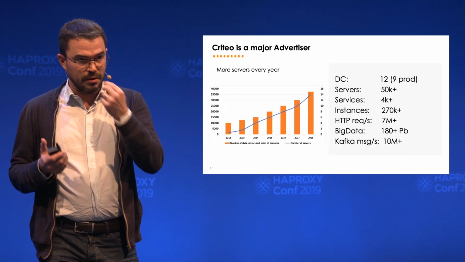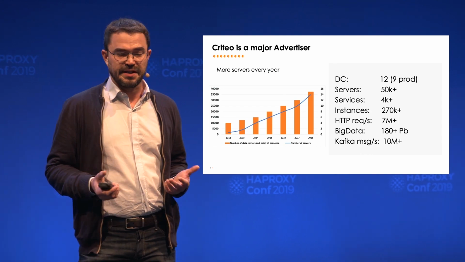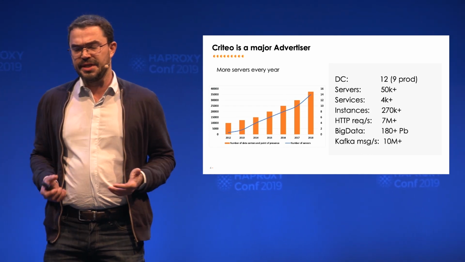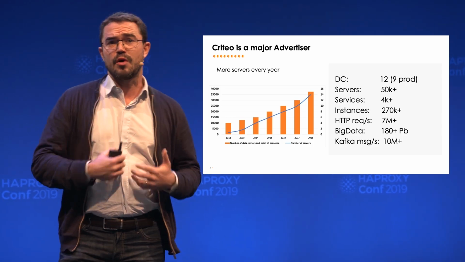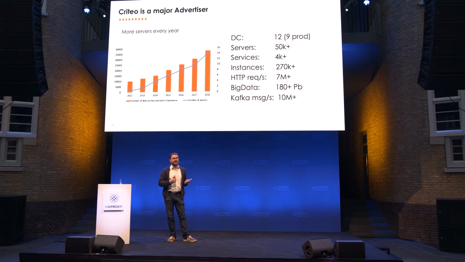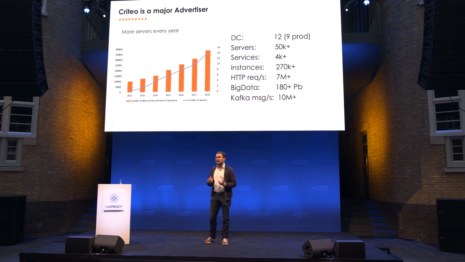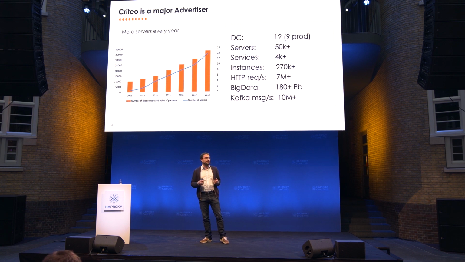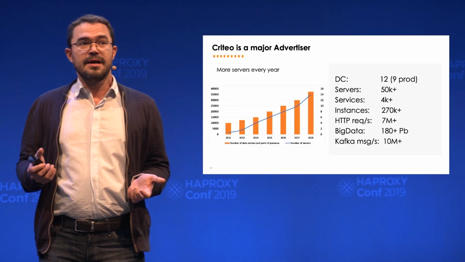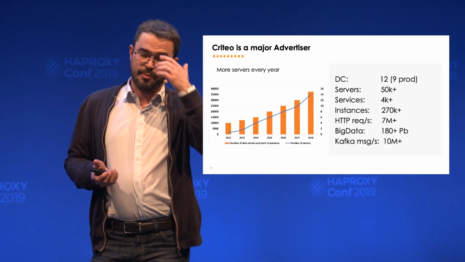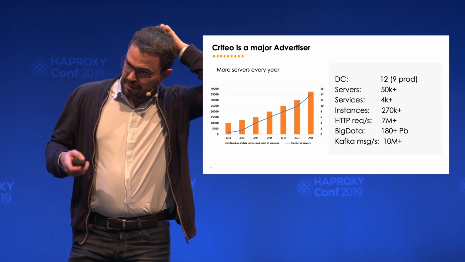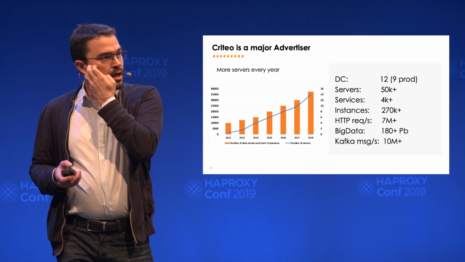Criteo is basically a very large advertiser with many, many servers, many data centers, many kinds of services, more than 4,000 different kinds of services. So many, many instances of those services. We are dealing with a huge amount of HTTP requests every day on every data center. And we also have a quite large Hadoop cluster to crunch all this data coming from the outside and to be able to display ads for people. So a very large infrastructure growing every day.